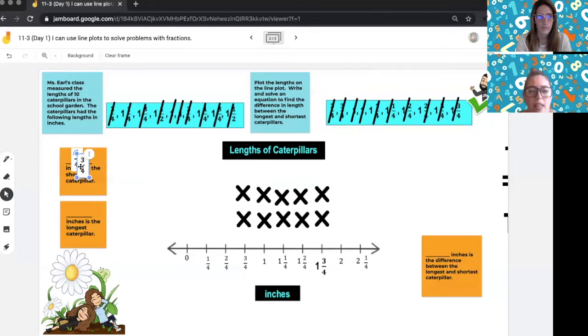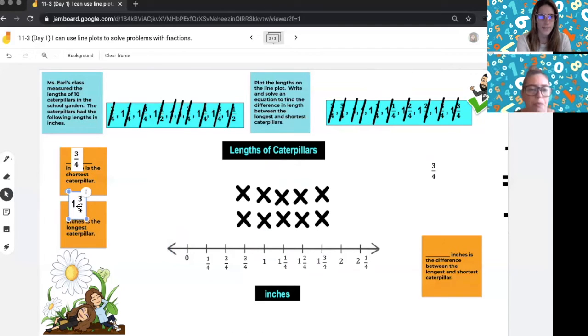Now, to find the length of the longest caterpillar, we would do the opposite and look all the way to the right of the line plot, and whichever measurement has the last dot is the longest caterpillar, which in this case is 1 and 3/4 inches long.